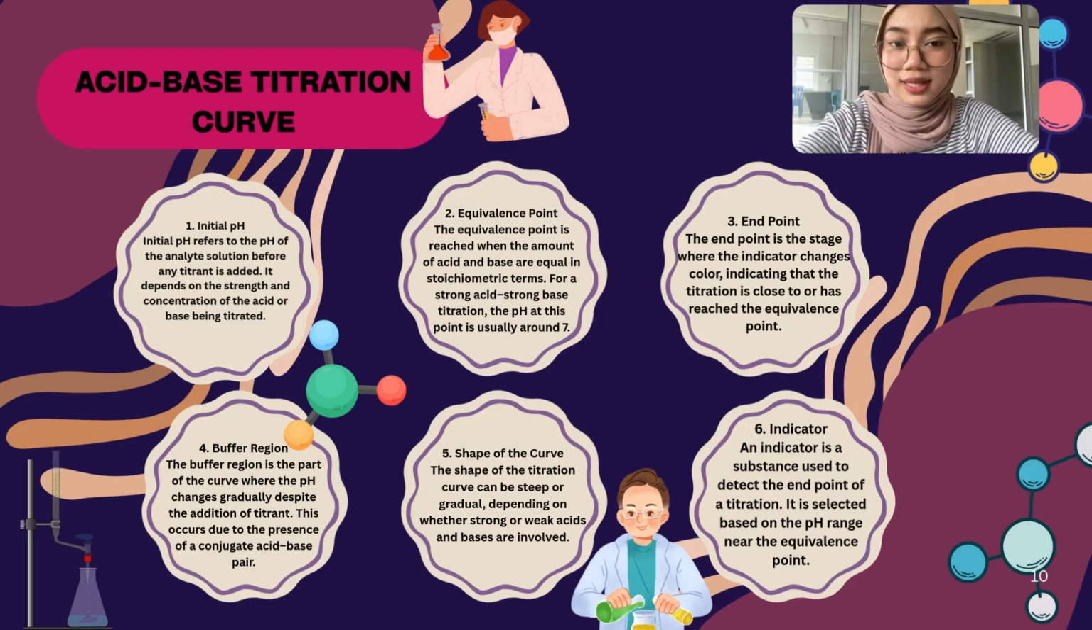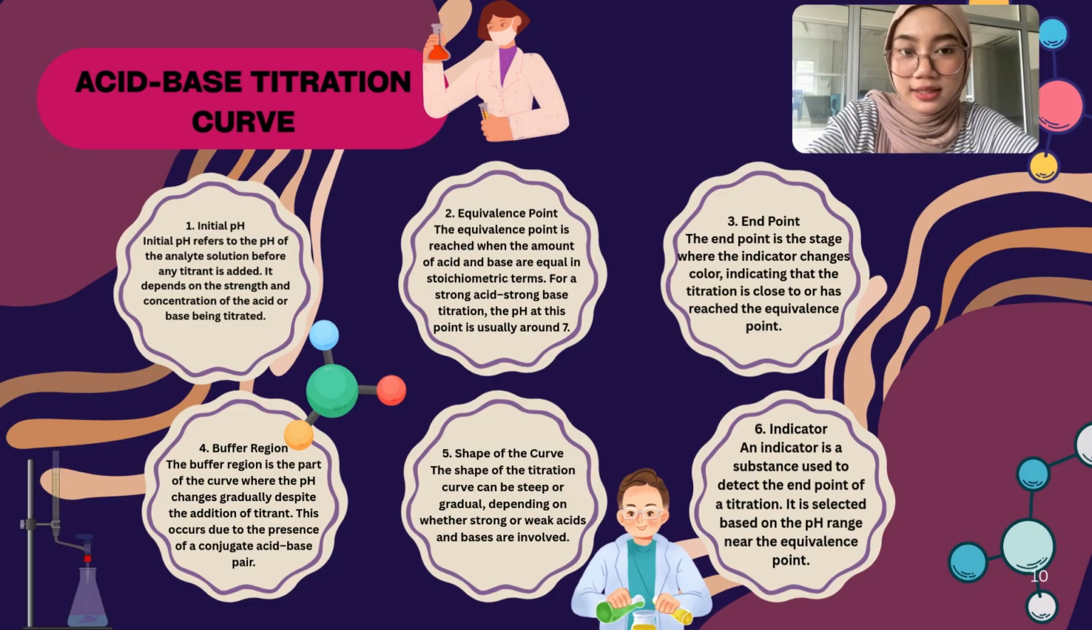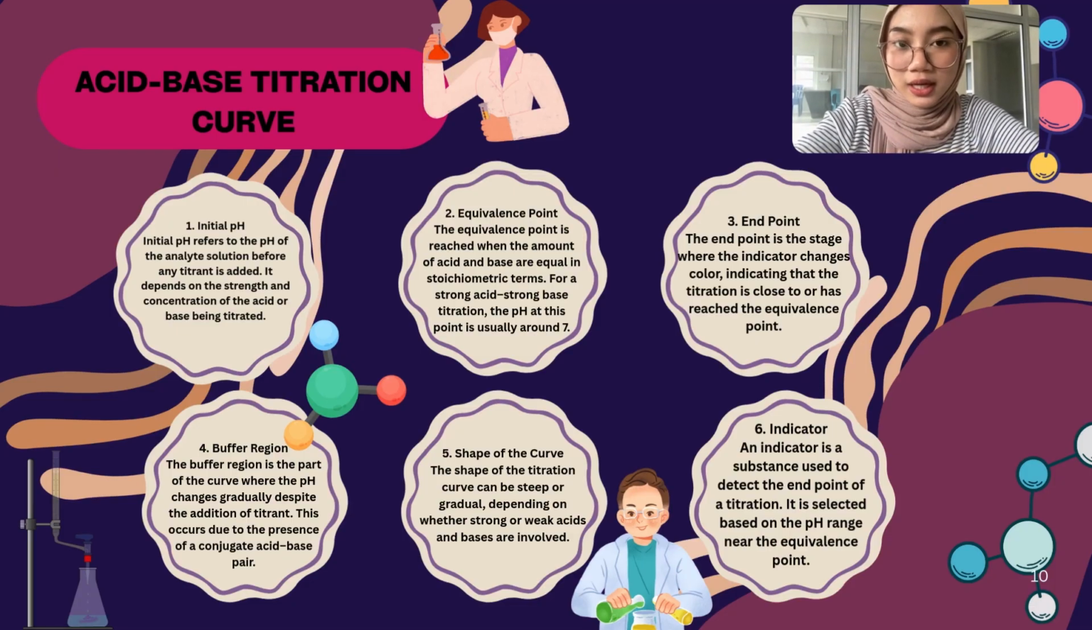Thank you. Okay, next I will explain the acid-base titration curve. The curve helps us to understand how the pH changes as a titrant is added to the solution. First, initial pH. Initial pH is the pH of the analyte solution before any titrant is added. It depends on the strength and concentration of the acid or base being titrated. Second, the equivalence point. It occurs when the amounts of acid and base are equal in stoichiometric terms.